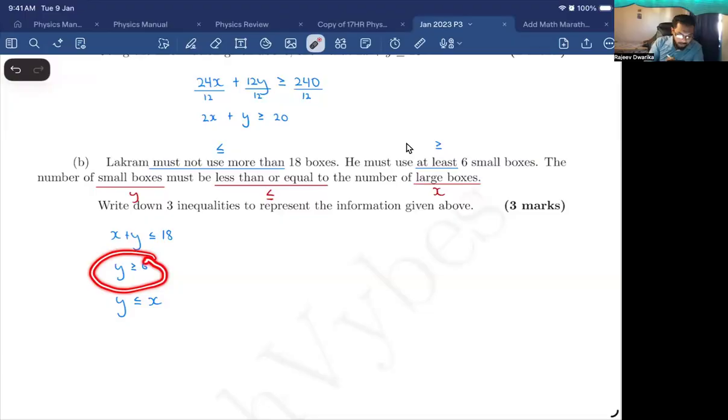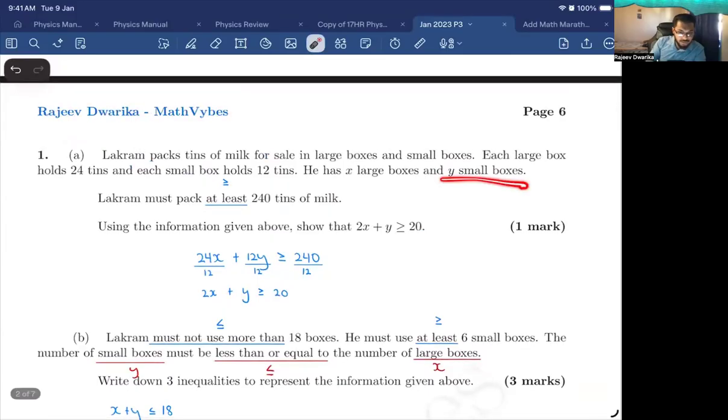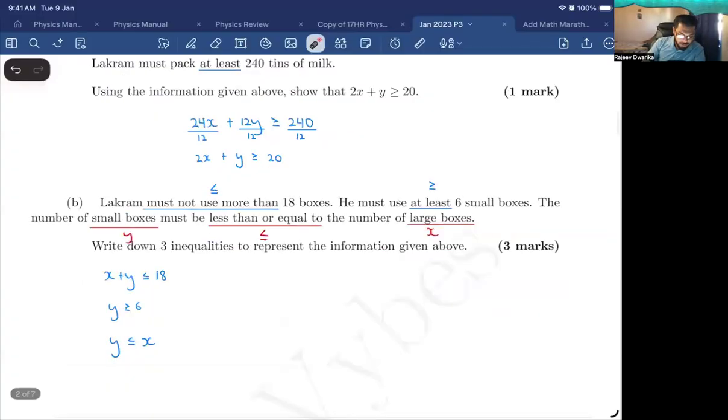All right, let's examine the second statement. I want you to read this for me. What does that say? We must use at least 6 small boxes. Right. And we have y, so y would have to be more than or equal to 6. Understand? Okay, sir. Thank you.